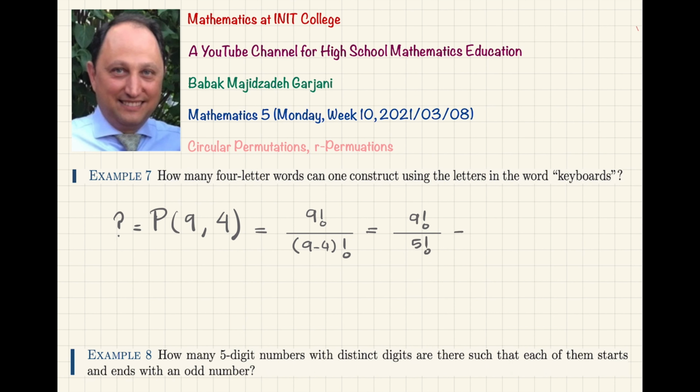Yes? And then you know how to do that. So it becomes 9 times 8 times 7 times 6 times 5 factorial, and then you divide it by 5 factorial. Yes? And this 5 factorial and that 5 factorial are gone. Let me just use my calculator to calculate this. So this is 9 times 8 times 7 times 6. So it is 3024.